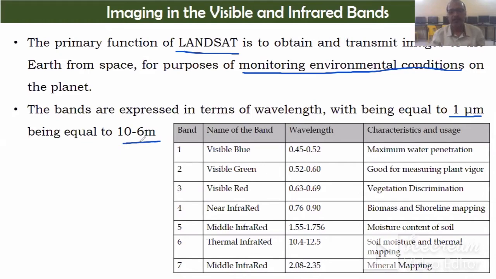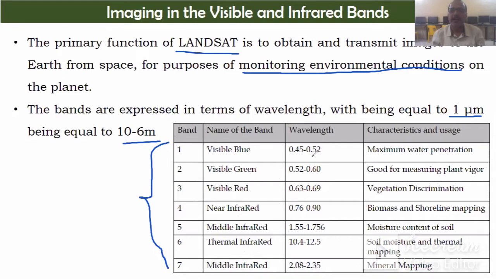Okay, so these are some of the examples. Here, these are the seven bands which are used: visual blue, visual green, visual red, near infrared, middle infrared, thermal infrared, and mid infrared. Again, these are the bands which are used by the Landsat satellite. Each band has a different wavelength.